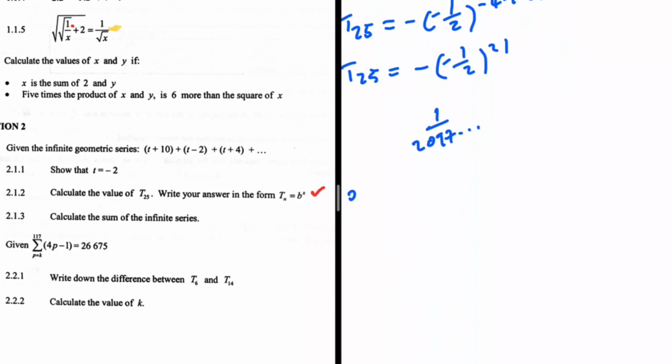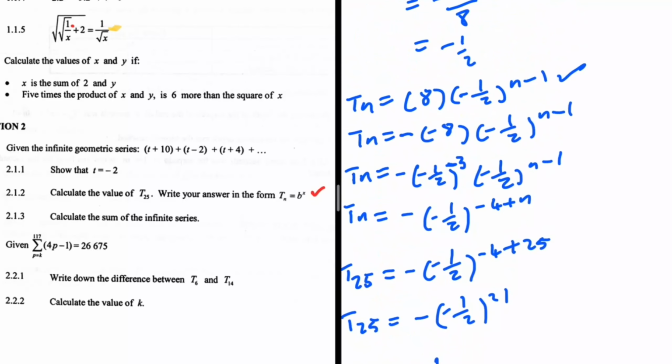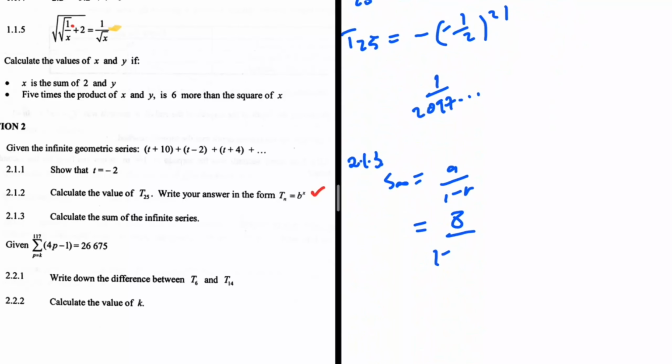That is 2.1.2. 2.1.3, calculate the sum of the infinite series. Infinite. So S infinity is equal to A divided by 1 minus R. A is 8, if I remember correctly. Yes, and R is minus 1 over 2. So S infinity, let's see, 8 divided by 1 plus 1 over 2. That is 16 over 3.